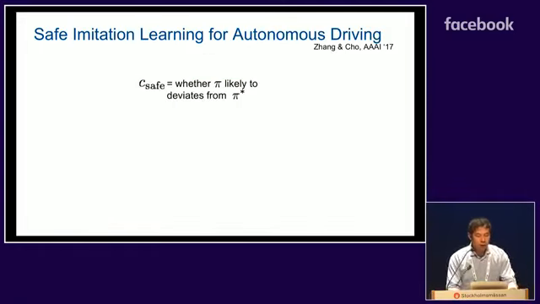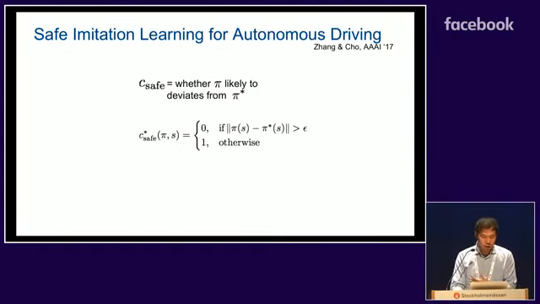So the idea to fix this is to train a separate classifier, c_safe, which outputs at each frame how likely the current policy is going to deviate from the expert by some threshold amount epsilon. And c_safe is trained by collecting samples from c_safe star, which simply indicates whether the current policy pi and pi star would differ by epsilon, which we can do during training. And then we can use binary cross entropy loss as the objective to train c_safe.